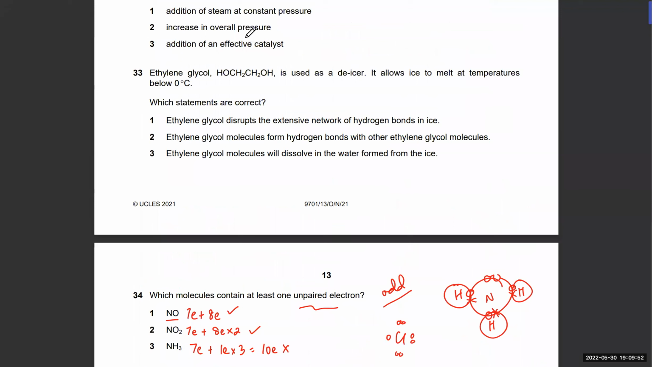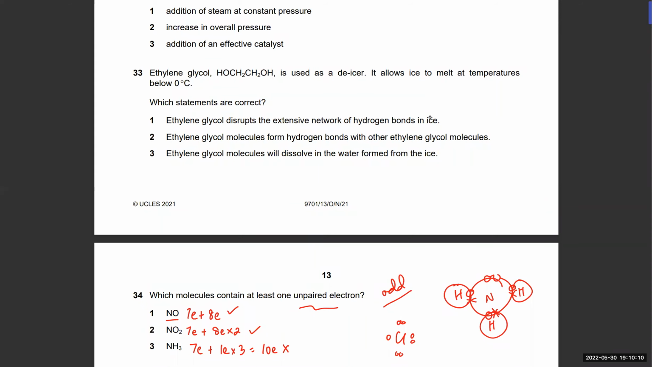Yes. We've got this question: ethylene glycol, this molecule, is used as a deicer. It allows ice to melt at temperatures below 0 degrees centigrade. Which statements are correct? The ethylene glycol disrupts the extensive network of hydrogen bonding in ice.